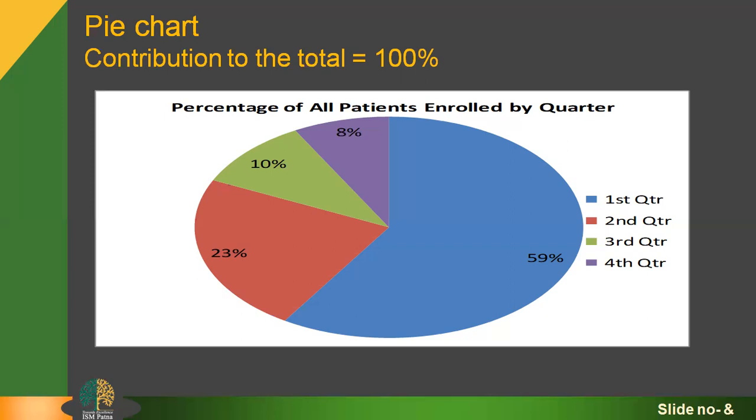Like here, if you see, the first quarter has the highest number of patients registered or enrolled. Then second highest is the second quarter, and then third highest is the third quarter. And lowest is the fourth quarter, which has only 8% of patients. Third has 10%, second has 23%, and first has 59% of patients. So this is a very good tool for depicting.